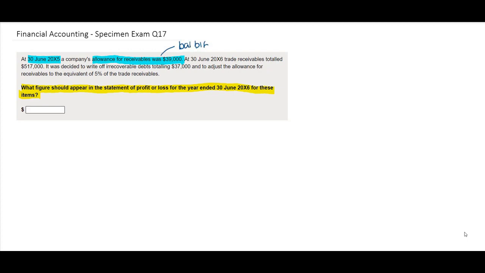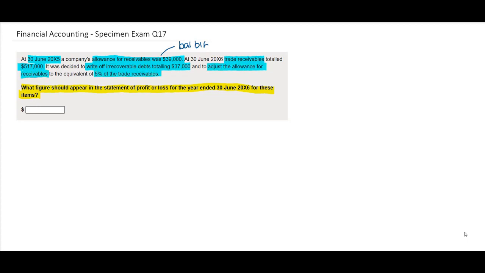It then gives us the trade receivables amount for the year, which totals $517,000. They then tell you that it's been decided to write off irrecoverable debts totaling $37,000, and then to adjust the allowance for the receivables to the equivalent of 5% of trade receivables.